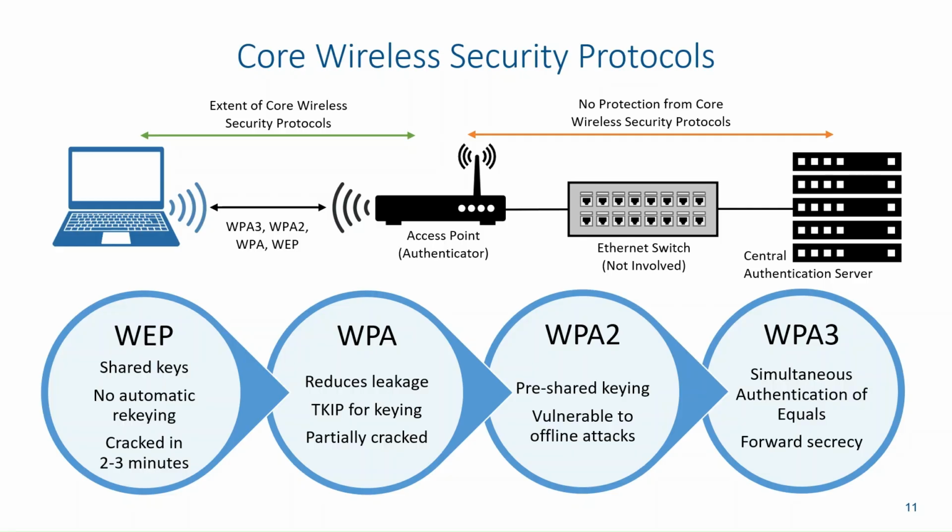So what this does is it allows for the simultaneous authentication of equals, which we'll talk about in a minute. Also, it provides forward secrecy. So if someone was able to connect to your network, they would not be able to see anything that was communicated on this network previously, as once you are authenticated, you only have access to that point forward.